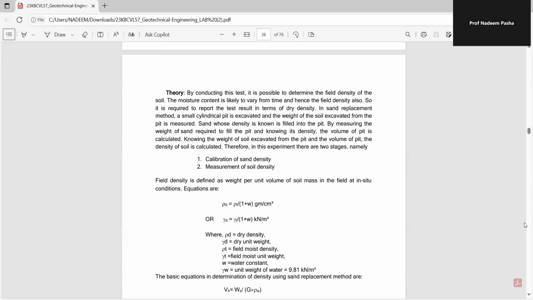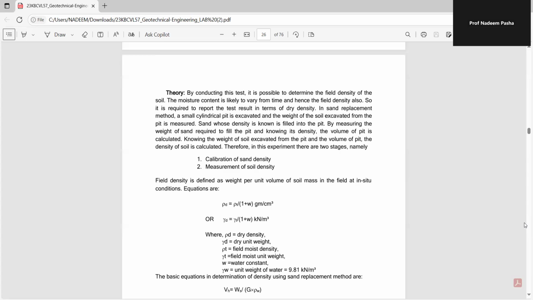In the sand replacement method, a small cylindrical pit is excavated and the weight of the soil excavated from the pit is measured. Sand whose density is known is filled into the pit. By measuring the weight of sand required to fill the pit and knowing the density, the volume of the pit is calculated. It is somewhat interesting. You are making a pit, and you are filling that pit with sand. Again, you are calculating its weight. From that, you are calculating the volume of it. Knowing the weight of soil removed from the pit and the volume of the pit, the density of the soil is calculated.